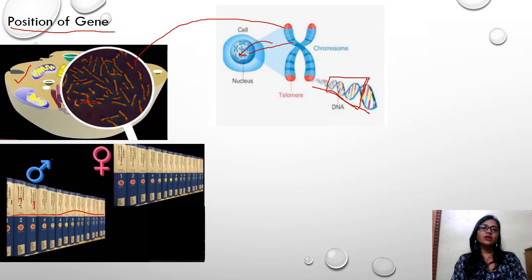Now you can observe the sex. Now this is male and female. These are male and female chromosomes which come together to form a zygote. We are going to study it. I hope you understood the position of the gene. The gene is situated on the chromosomal part. So let's move toward the next slide.